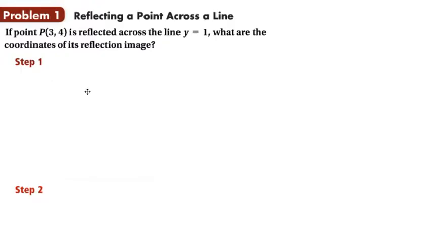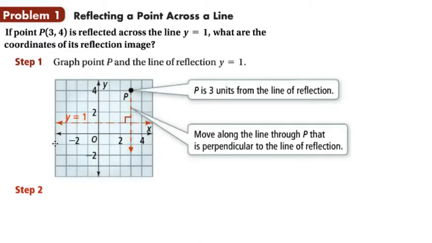Here's the first problem. Reflecting a point across a line. If point P has coordinates (3, 4) and is reflected across the line y = 1, what are the coordinates of its reflection image? The first thing we want to do is plot the point P and the line y = 1. I have that here in your notes. You have the point P with coordinates (3, 4), and here is the line y = 1. Now remember, a line where it's y equal to is a horizontal line. If it were x equal to, it would be a vertical line.